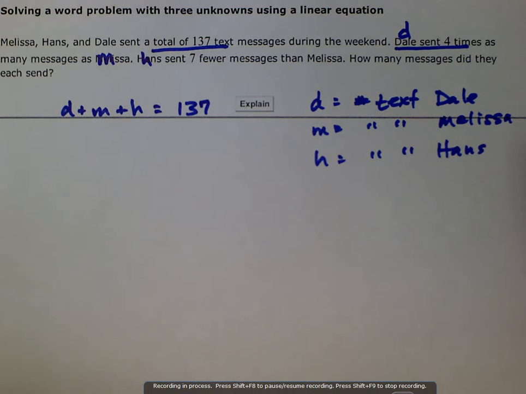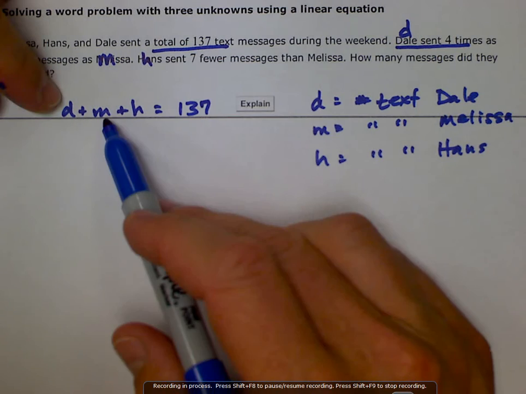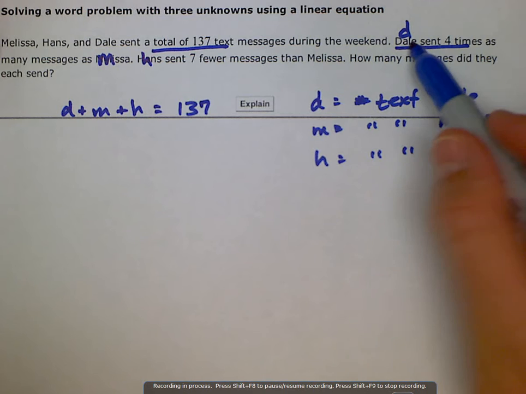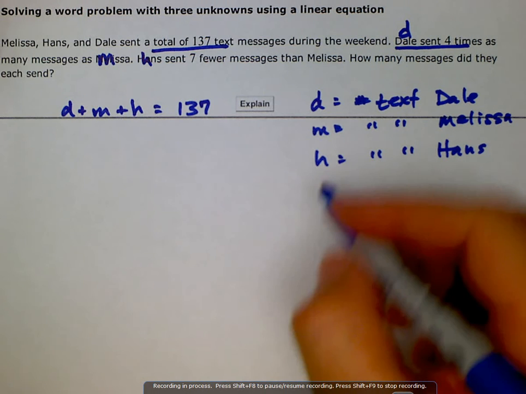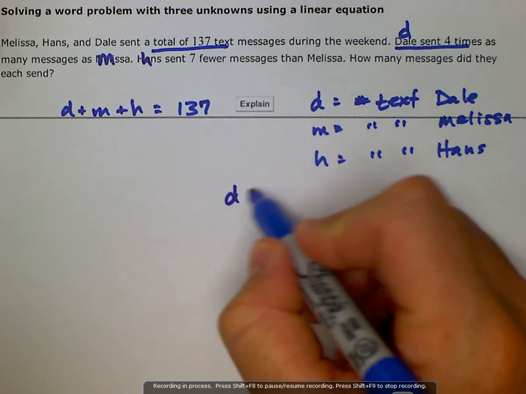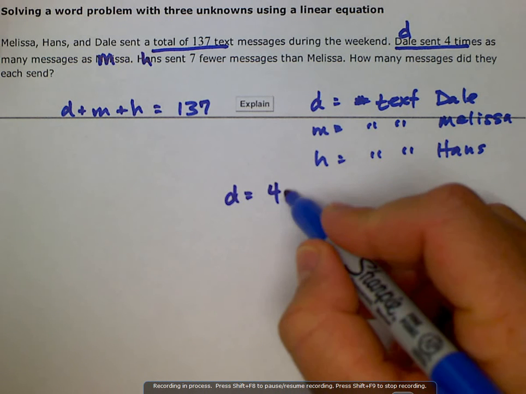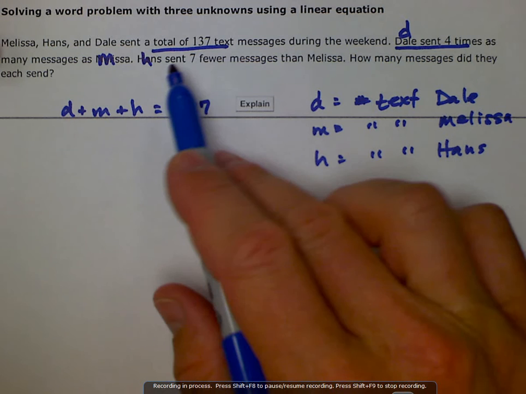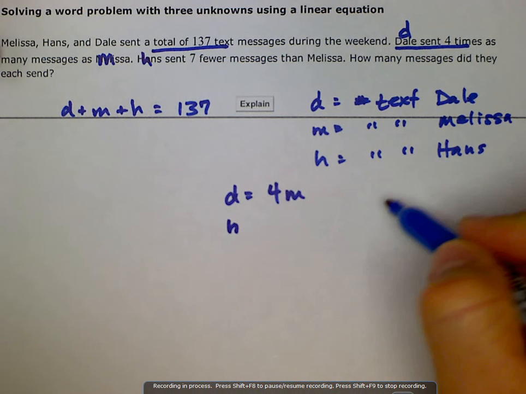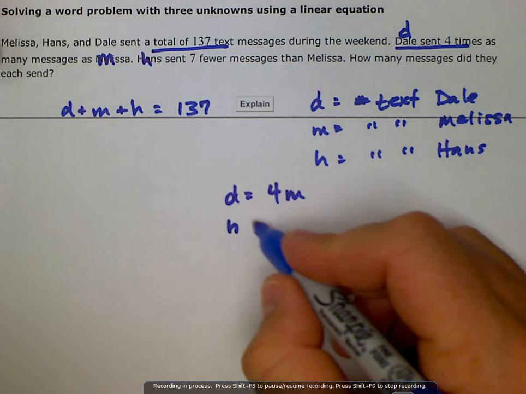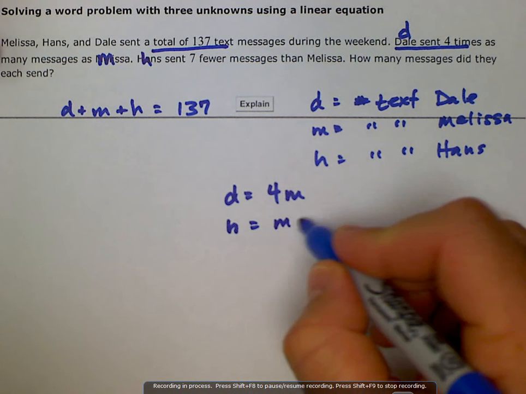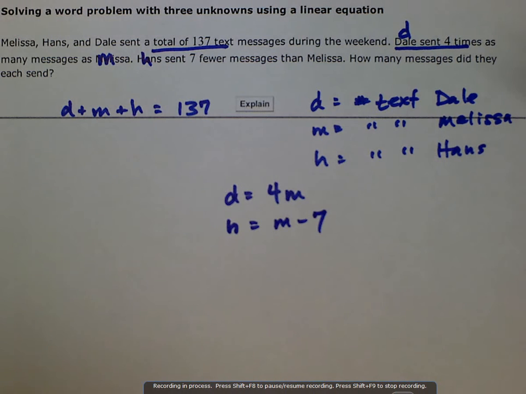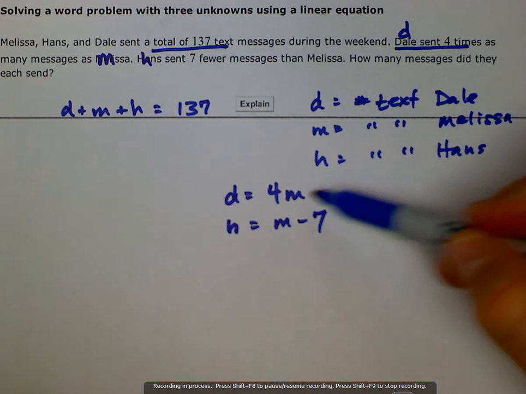But if we represent all of these in terms of what they give us here, so Dale sent 4 times as many as Melissa, we can write an expression that D is equal to 4 times what Melissa sent, so 4M. And then also it says that Hans sent 7 fewer than Melissa, so M minus 7 is what Hans sent. So now we have both D and H written in terms of M.